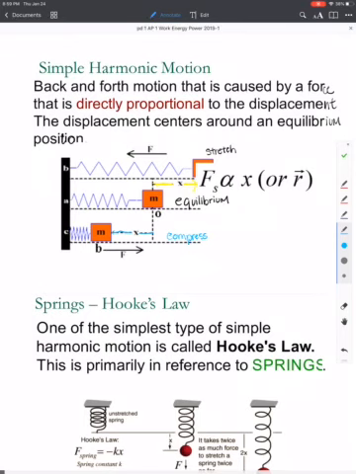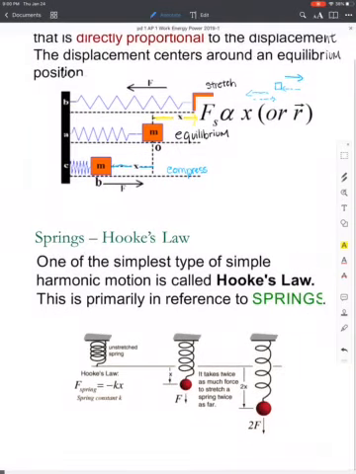So basically, it will zigzag back and forth. If I stretch it, it will stretch one way, return back to equilibrium, stretch the other way, return back to equilibrium over and over again. And that's what simple harmonic motion is. So that's our first slide.